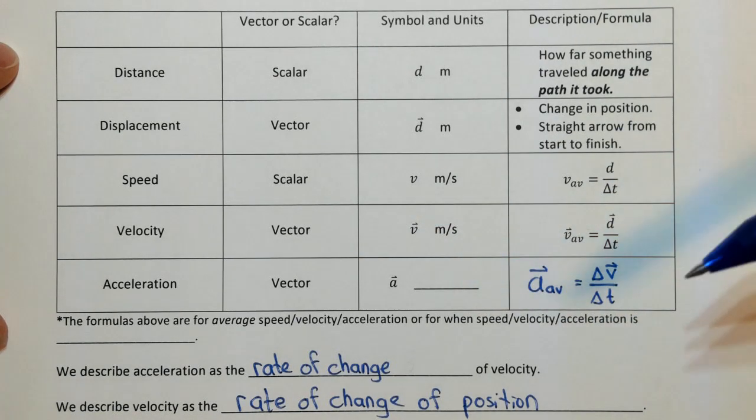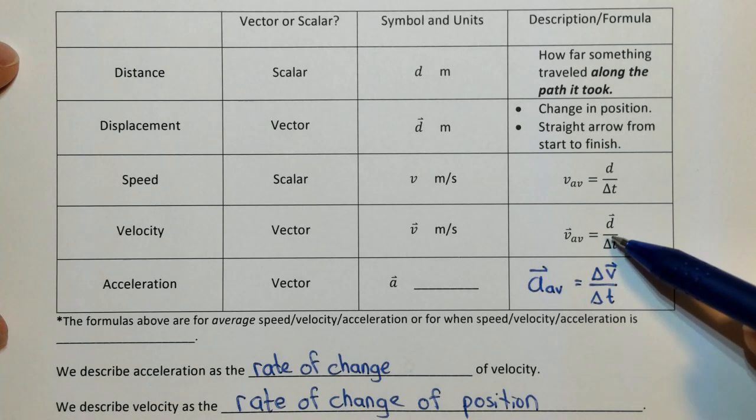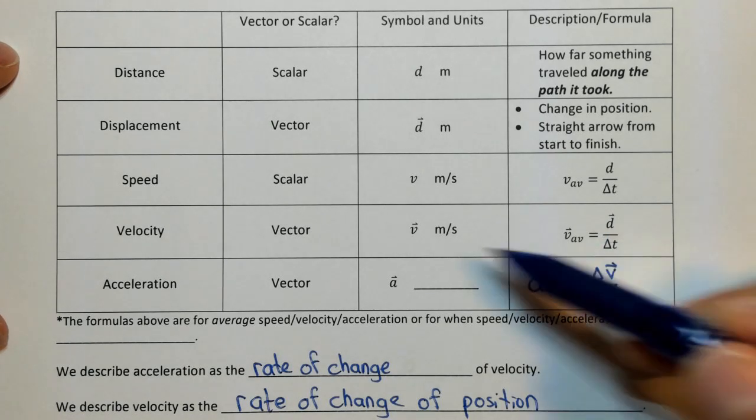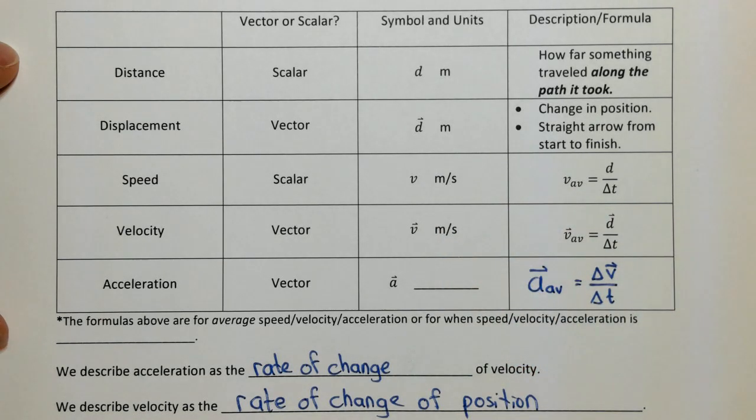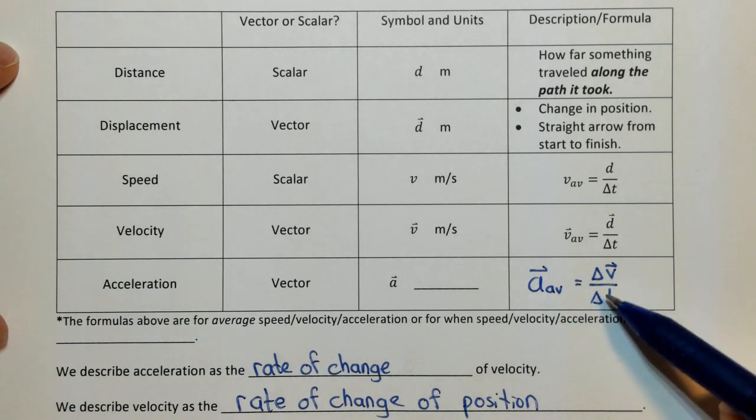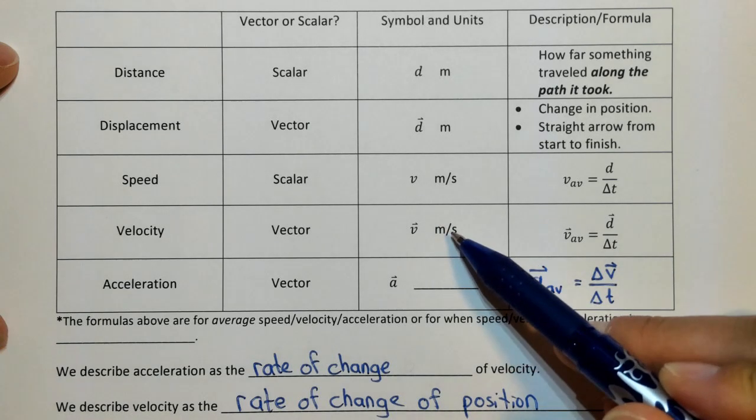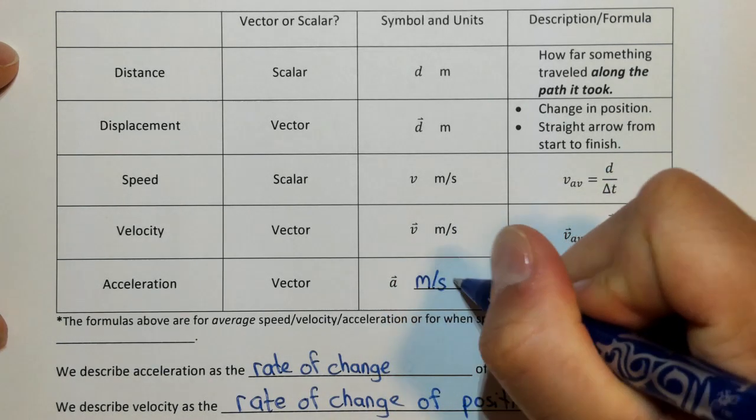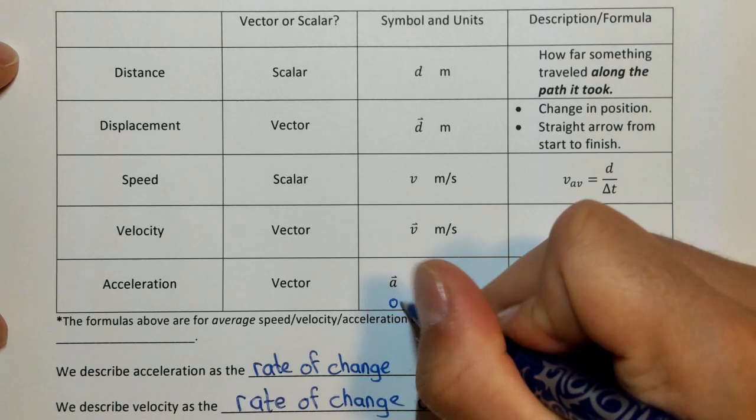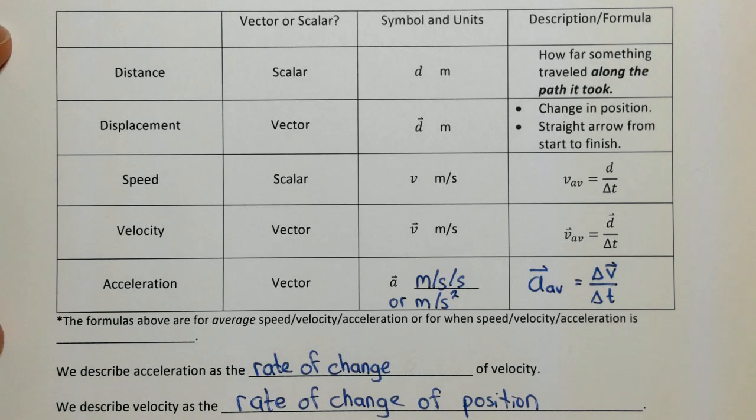Every quantity here that's the rate of change of something else adopts the units of that something else and adds per second. So since velocity is the rate of change of position, it takes the units of position, meters, and adds a per second to give meters per second. Since acceleration is the rate of change in velocity, it takes the units of velocity, meters per second, and adds a per second, meters per second per second, or meters per second squared.